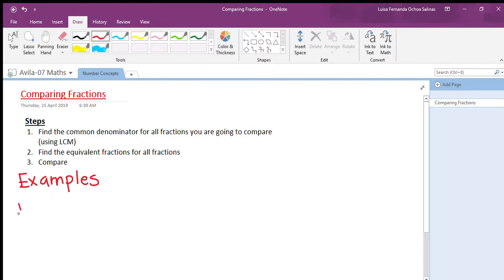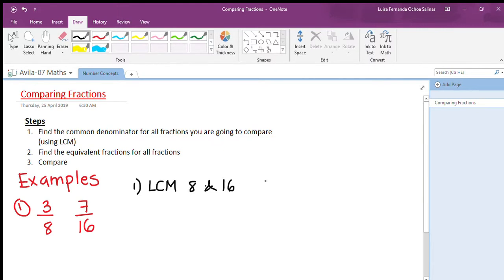So the first example that we're going to use is we're going to compare 3/8 and 7/16. And we're going to see which one of these fractions is bigger. So we're going to follow the steps that we have here. The first step that we need to do is find the lowest common multiple between the two denominators, so between 8 and 16.